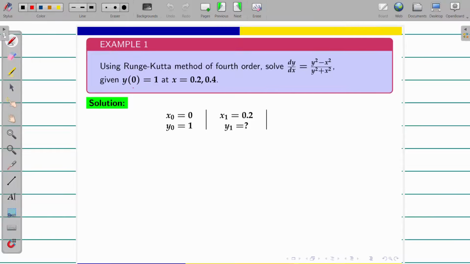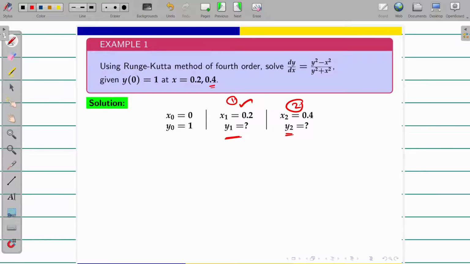X naught equals 0, y naught is 1, the initial condition. Thereafter, x1 is 0.2, and we have to find y1. X2 is 0.4, and we have to find y2. First we have to complete this part and then the next part. This is the first one, and then using x1, y1, we will move on to x2 to find the value of y2. I have to find y1.